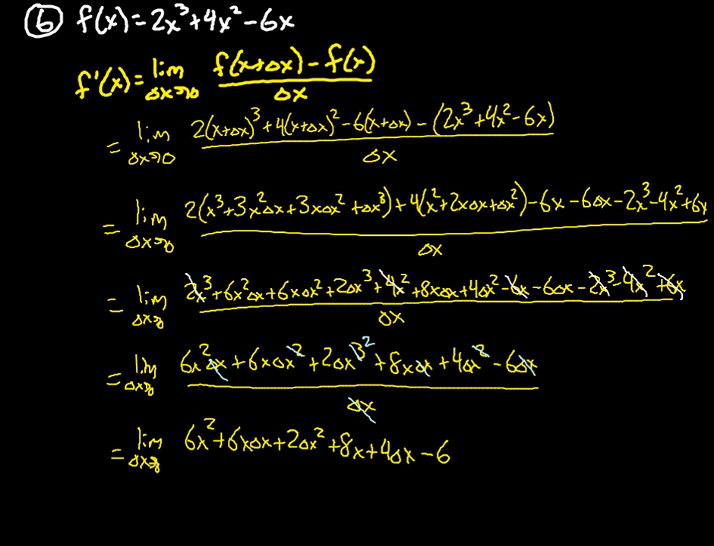Again, once I've canceled out the delta x, I can now plug in 0. That means this entire term will become 0, so will this one, and so will this one. The only thing I'm left with is 6x squared plus 8x minus 6. And again, check your answer up here. Brought the 3 down, made it 6x, lower it by 1, x squared. This becomes 8x, and this becomes just a minus 6, just like you need it.